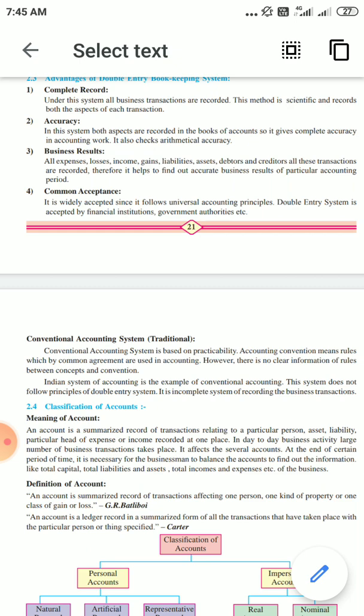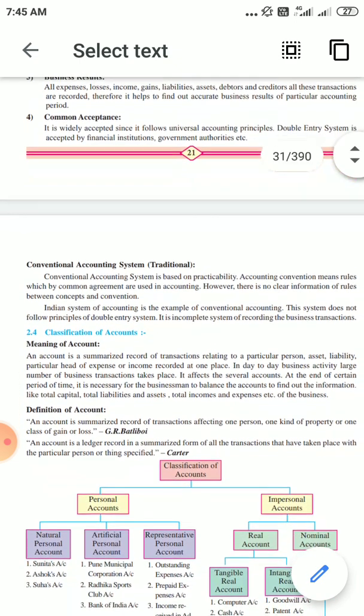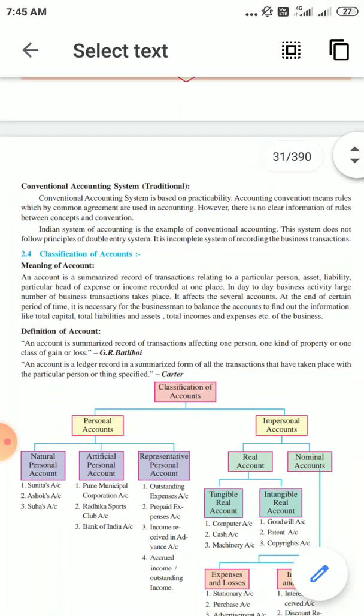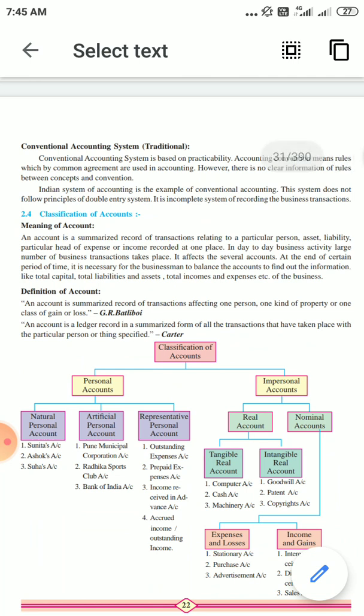Now the next and very important part is classification of accounts. Now when you are a commerce student you should know the classification of accounts. ये पार्ट बहुत इम्पोर्टेंट है, अगर ये समझ में नहीं आया तो आगे आप लोग प्रॉब्लम्स नहीं कर सकोगे. सो अंडरस्टैंडिंग दिस पार्ट इज़ वेरी इम्पोर्टेंट.